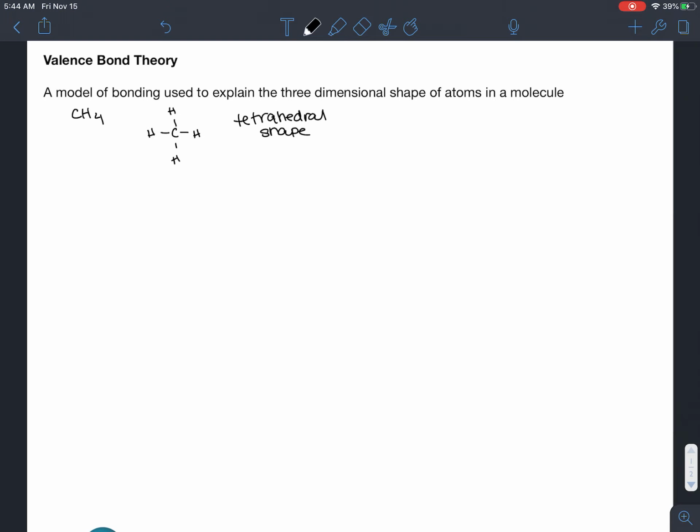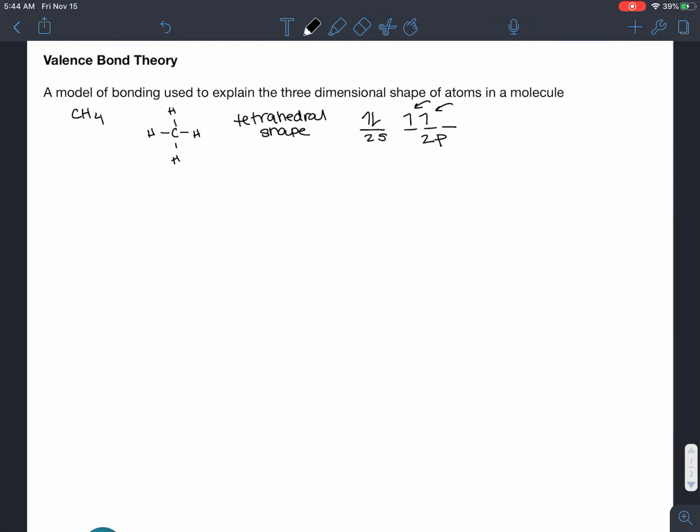Now, these are both a little vague because if you actually think of the electrons in the outermost shell of carbon, we have a 2s, which has a filled orbital, and 2 p's, which have 2 electrons in them. So technically, there's only these 2 electrons that can bond with a hydrogen. So where does a tetrahedral shape come from? This brings us to valence bond theory.